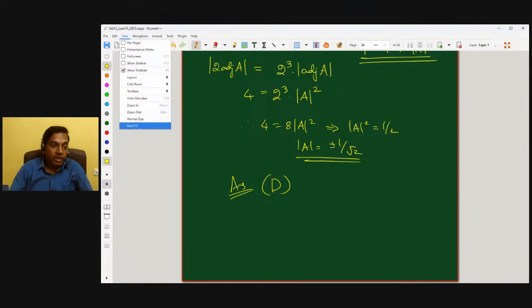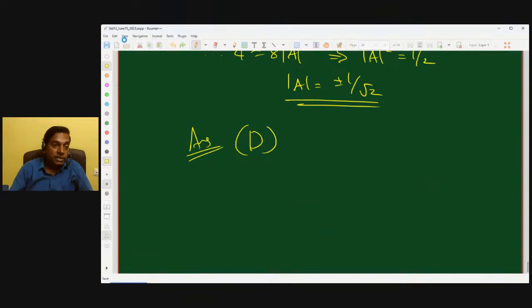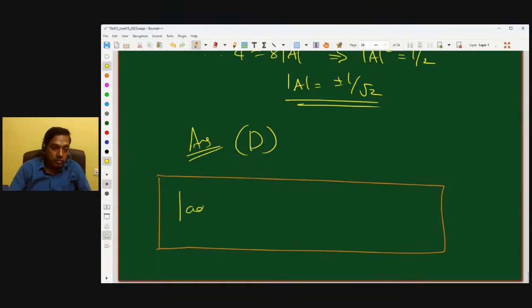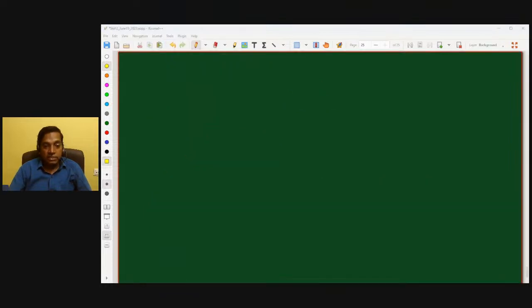Okay. Anyway, so please note that this is a very important result. Determinant of adjoint A is determinant A power n minus 1. It's a very important result. In fact, the next question uses this. Please go ahead and do question 4.